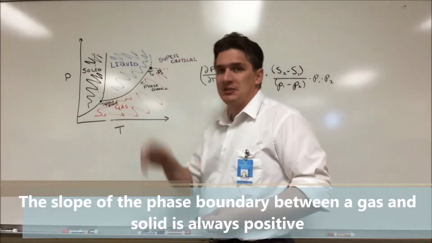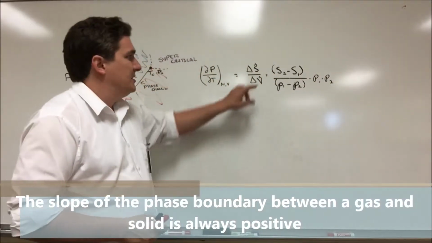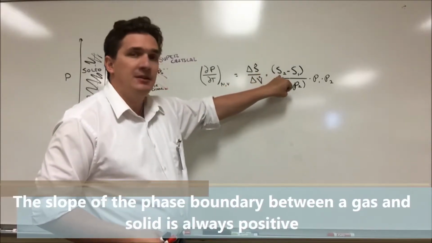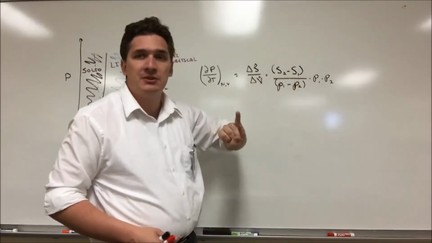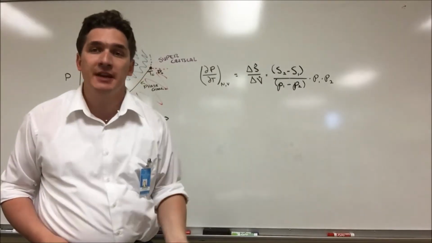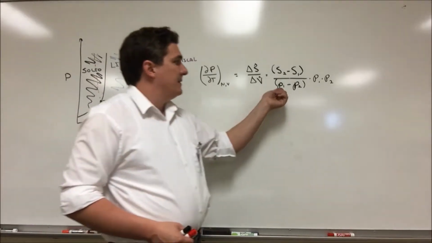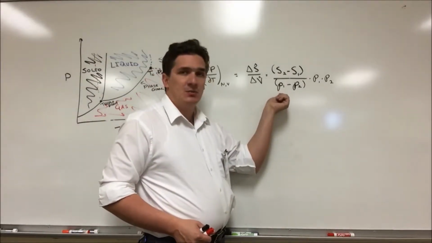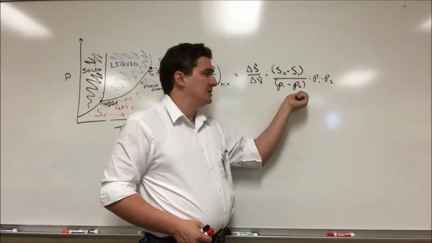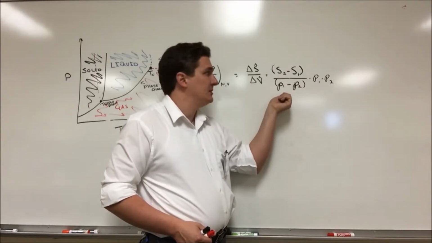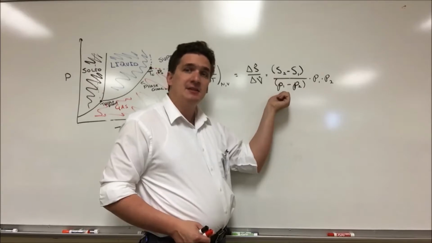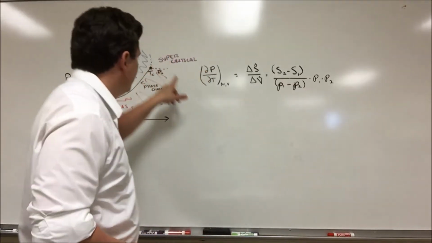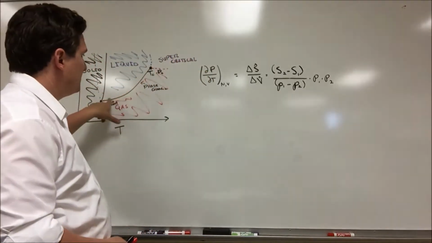If you look at a liquid versus a gas, it's the same idea. The change in entropy between the gas and the liquid is going to be positive. We're always going to have more entropy in the gas relative to the liquid. The density of the gas, density 2, is going to be less than the density of the liquid, density 1. This difference is also going to be positive. So the slope of this line here must also always be positive.